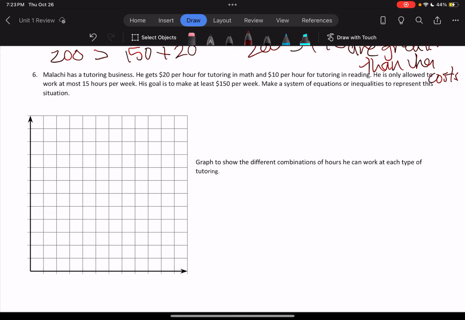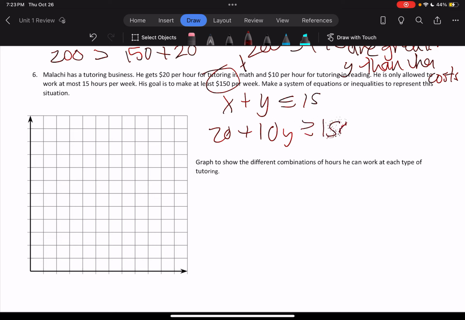All right, number 6, Malachi has a tutoring business. He gets $20 per hour for tutoring in math. I'll make that X. And $10 for reading. He is only allowed to work at most 15 hours per week. So we have X plus Y is less than or equal to 15. And we have 20X plus 10Y is, let's see, he wants to make at least 150. So greater than or equal to 150. Make a system of equations or inequalities to represent his situation.